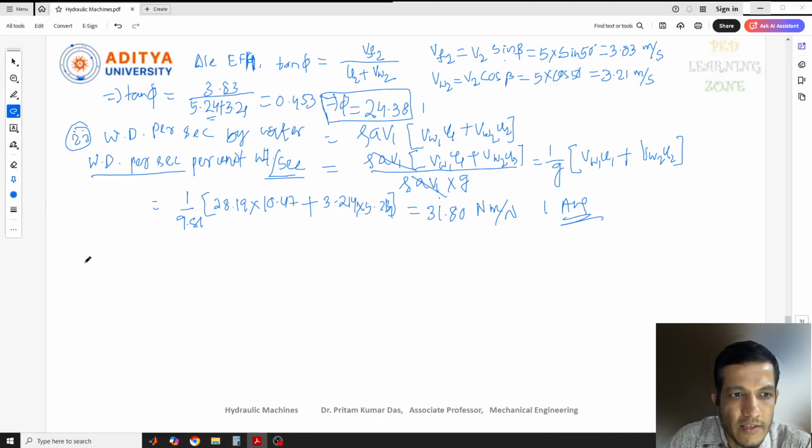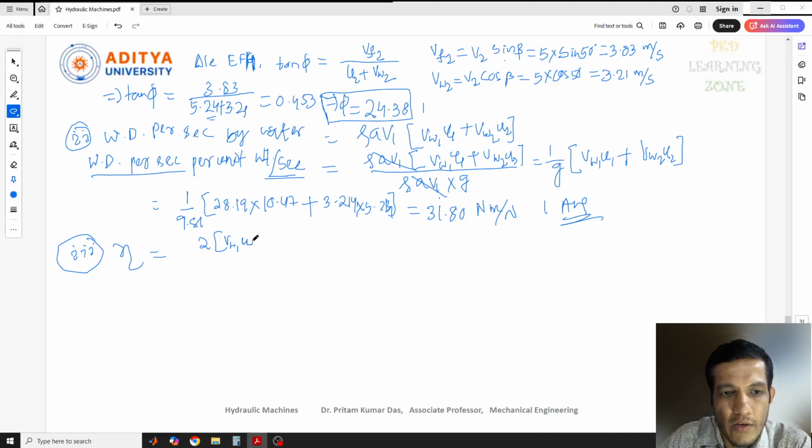Okay. This is second question what is given. The third question, if you see, you need to identify the efficiency of that. So efficiency of that equation, actually this also we have derived. You can see our previous video lecture there. We can get this one: 2 into bracket start VW1 U1 plus VW2 U2 bracket close divided by V1 square. Actually this is the formula. This is our VW1 and U1. Everything is same. If you see this equation and this equation, everything is same.